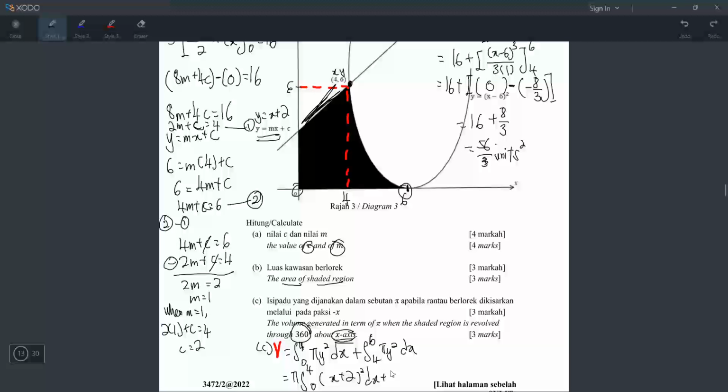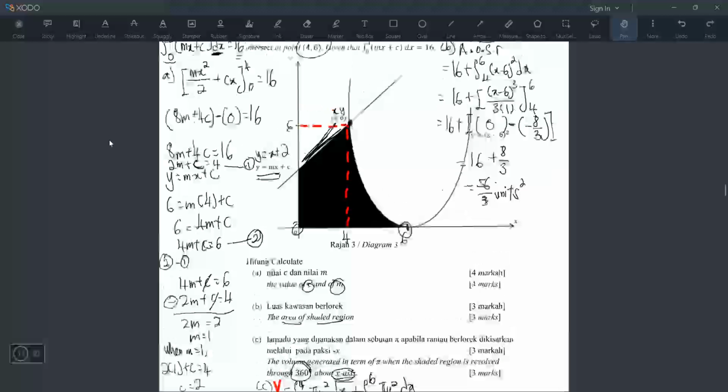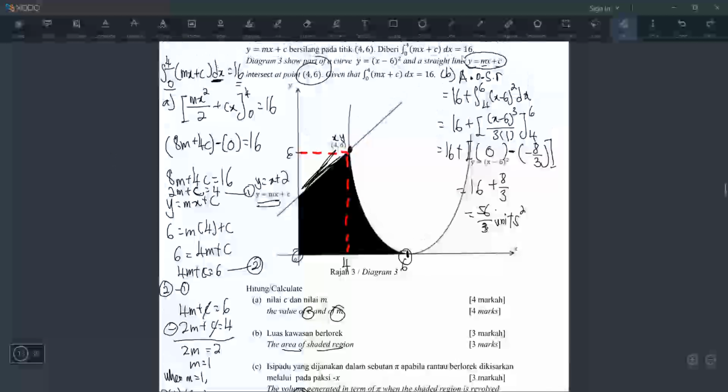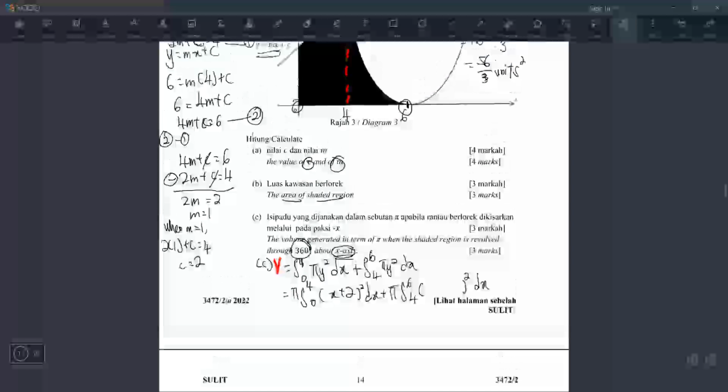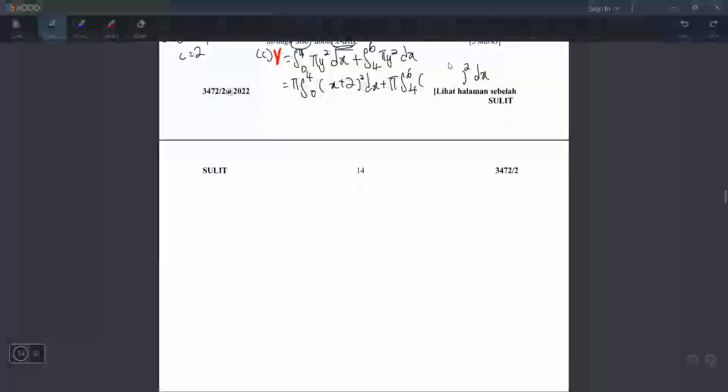And then what about this one? This one also, pi can be moved to the front, and then from 4 to 6, y squared dx. And this y, I have to put the curve equation, sorry, the curve equation. And the curve equation is this one, x minus 6 squared, right? So it will become x minus 6 power 2. And then let's use a big bracket, power 2 like this. So now we will continue here.